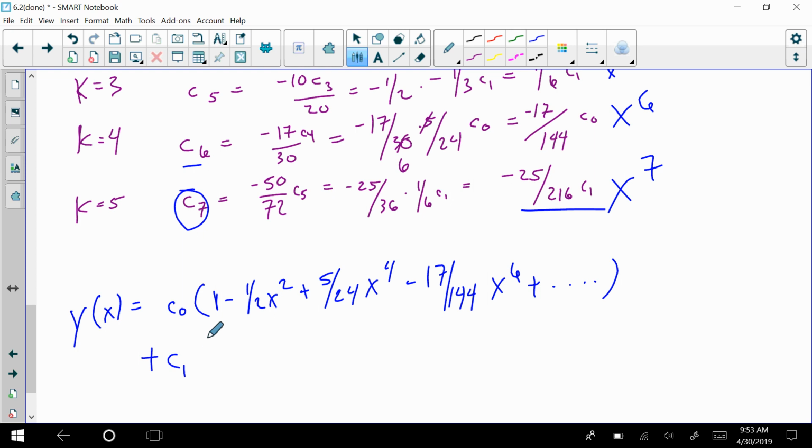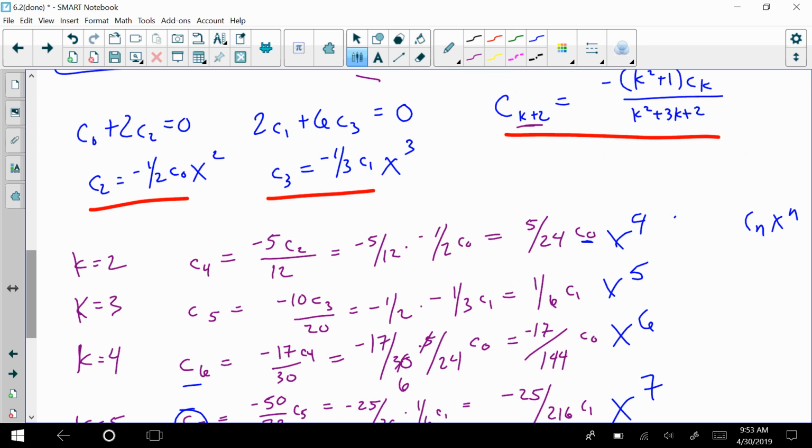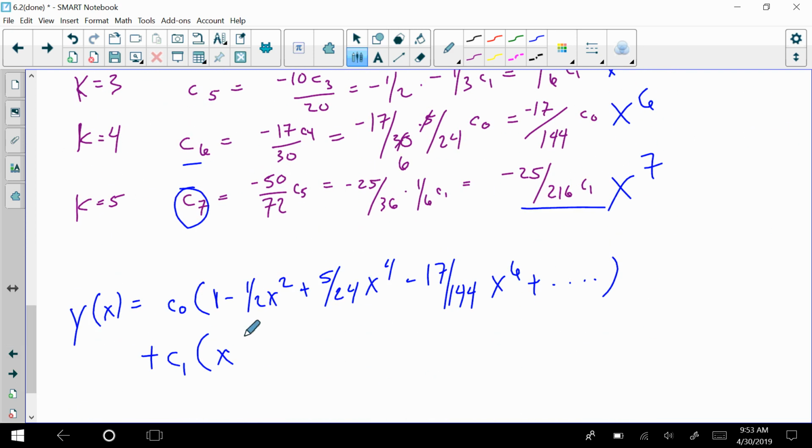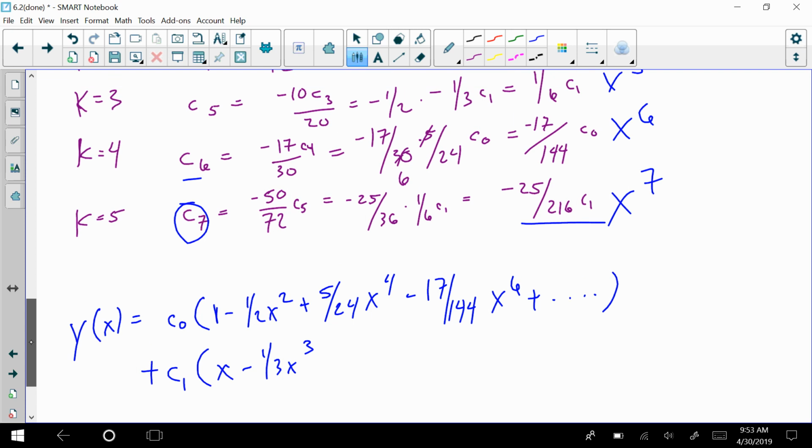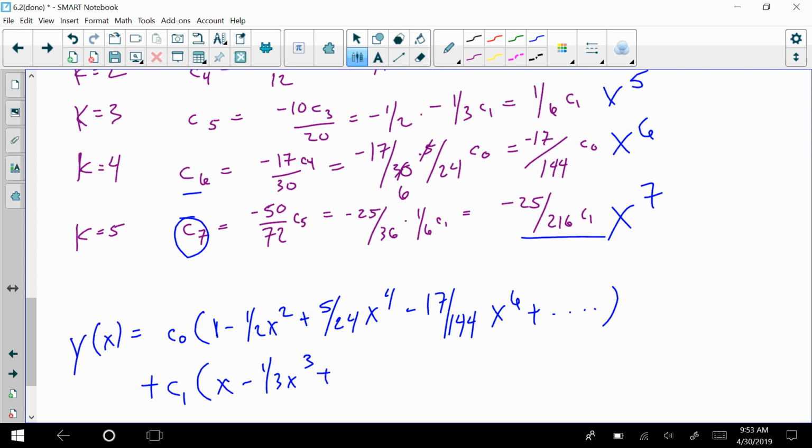plus c sub 1. Now this one starts off as x to the 1st, so we don't have a power with that one. Then, what's the next c sub 1? That's this one over here, this negative 1/3. So it's negative 1/3 x to the 3rd. Then I would have plus 1/6 x to the 5th minus 25/216 x to the 7th plus so on. And there is our solution.